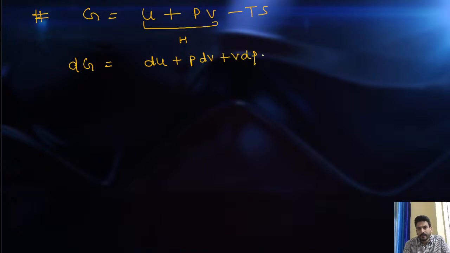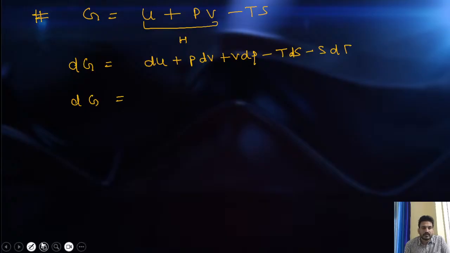Okay. We will talk about the Gibbs free energy. What is G? G is equal to H minus TS. H, I will put as U plus PV, minus TS, right? This is H, this is H minus TS. So in differential form, dG is equal to dU plus PdV plus VdP minus TdS minus SdT. Right? Is it clear to you?